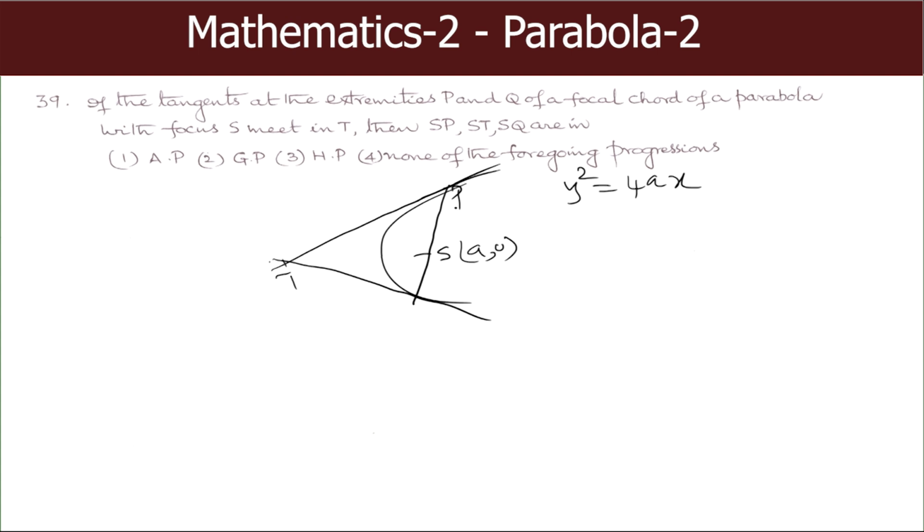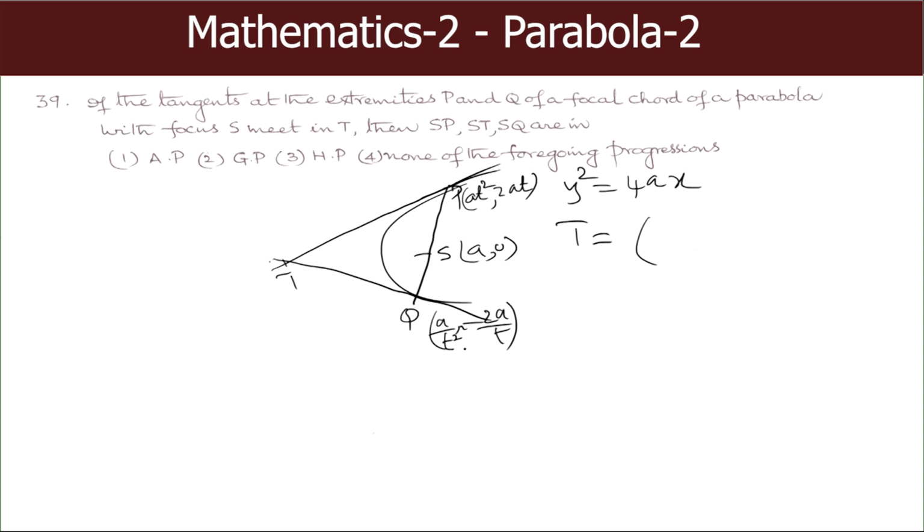Well, this is at square, 2at. So what is Q? The parameter of P is t. The parameter of Q is minus 1 by t because PQ is a focal chord. So a by t square, minus 2a by t. Okay. So these two tangents intersect at T. So let us find T.